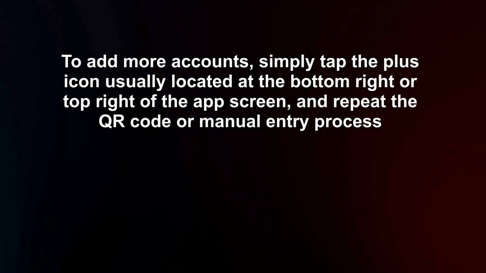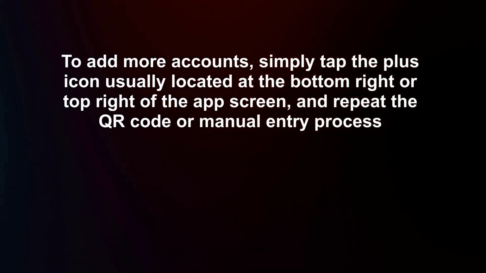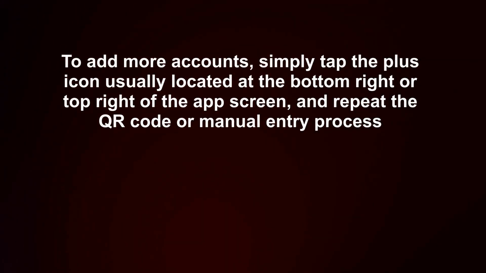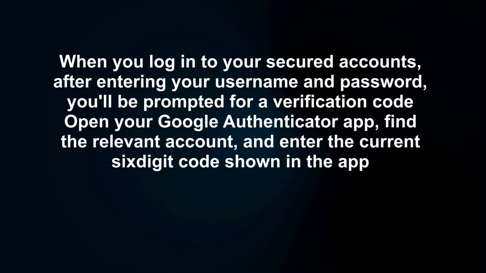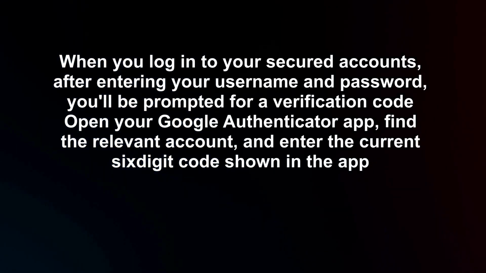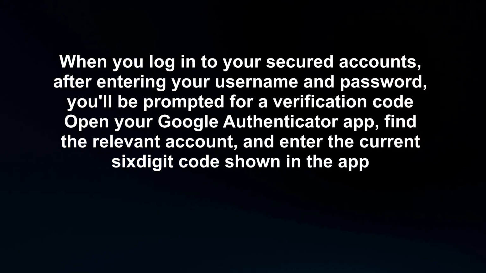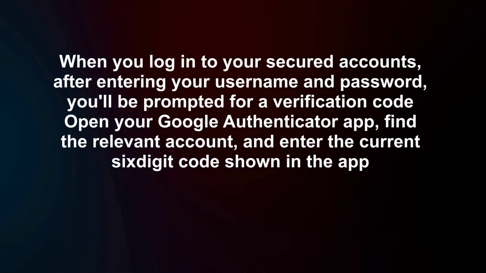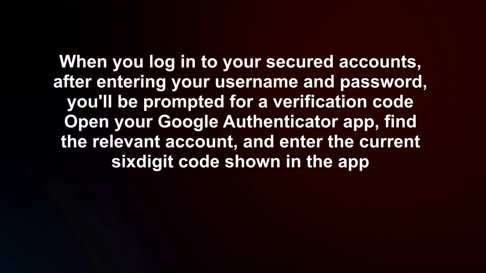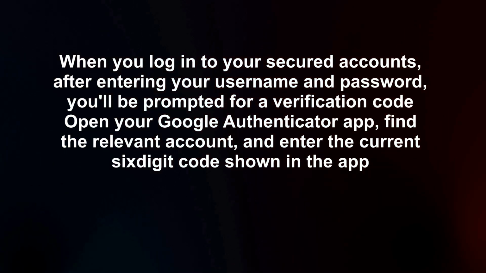To add more accounts, simply tap the plus icon usually located at the bottom right or top right of the app screen, and repeat the QR code or manual entry process. When you log into your secured accounts, after entering your username and password, you'll be prompted for a verification code. Open your Google Authenticator app, find the relevant account, and enter the current 6-digit code shown in the app.